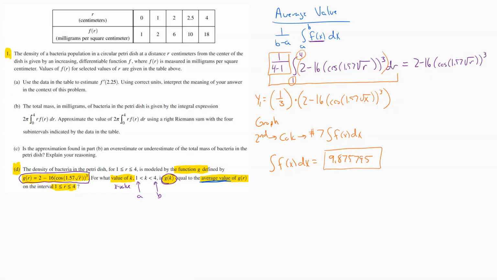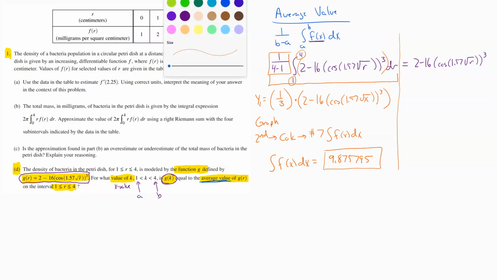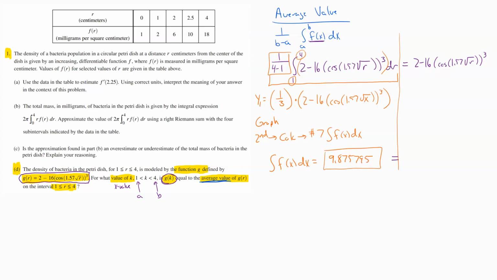So that is the left-hand side of our equals here. And then what we want to know is when is that going to equal that original function. So when does this equal 2 minus 16 parentheses cosine 1.57 square root of r close, raised to the third? Well, guess what? We can do this in our calculator now.